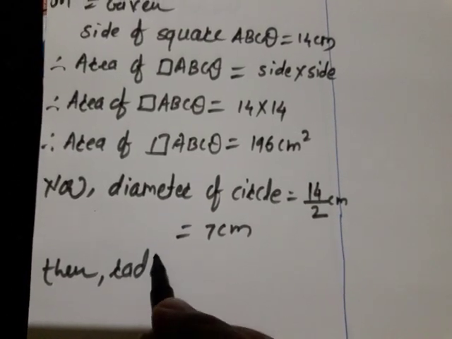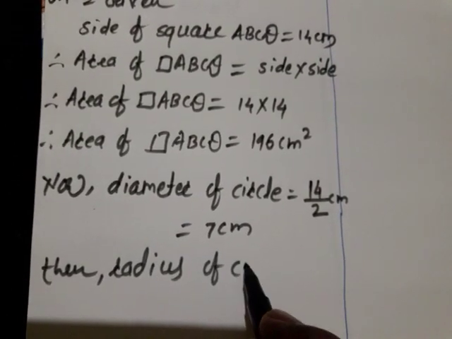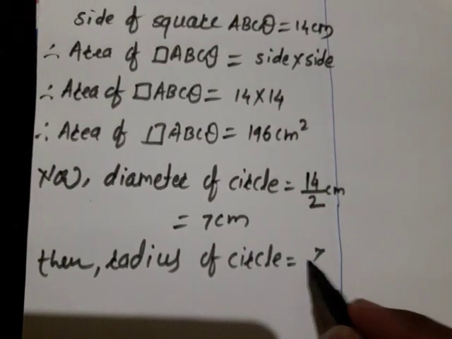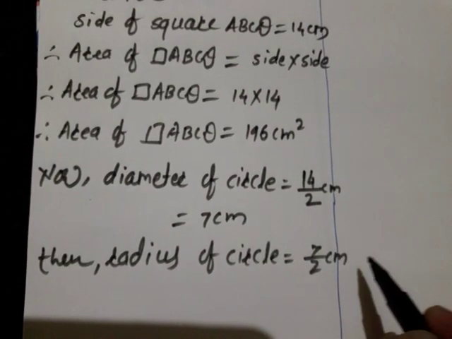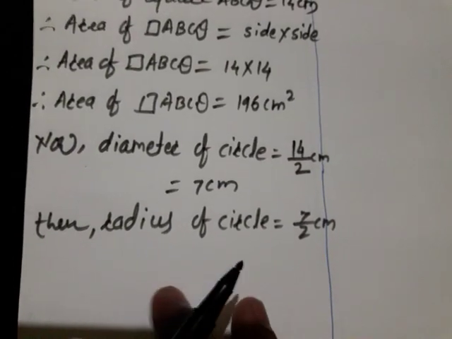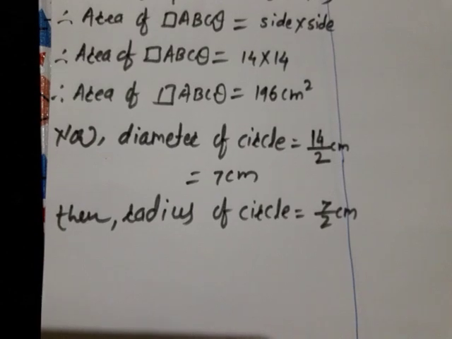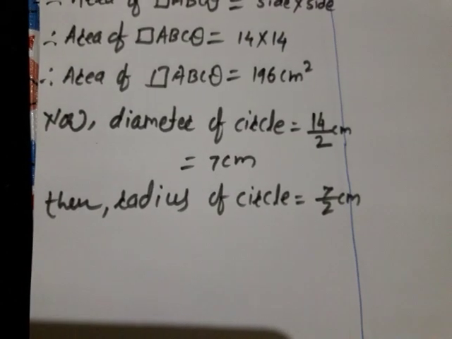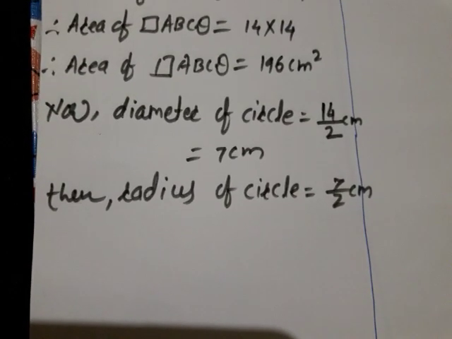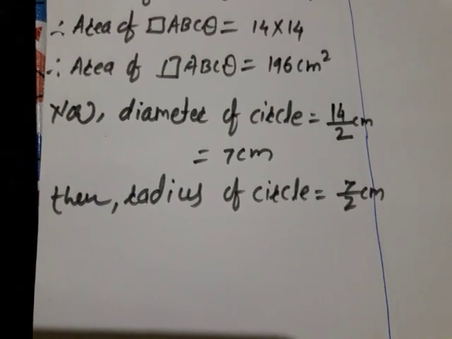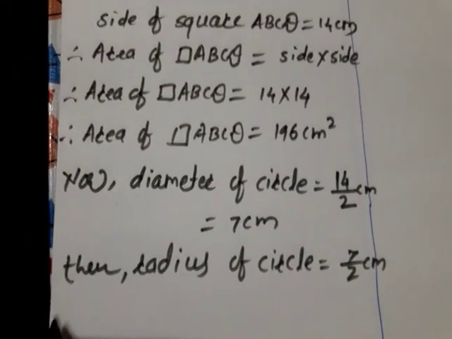Then radius of circle is equal to 7 divided by 2. Do you understand? 7 divided by 2. Okay, we got here the radius. We can write here 3.5 also, that is also correct, no problem at all. But suppose you want to write like that only, 7 upon 2, that is also correct. Okay, now we will find out the area of circle.